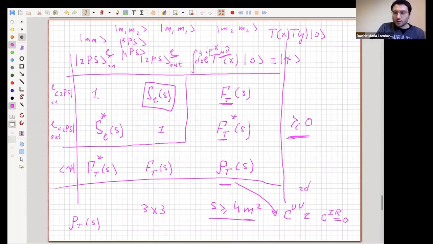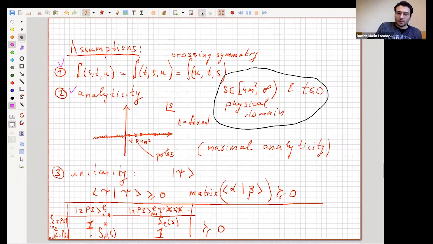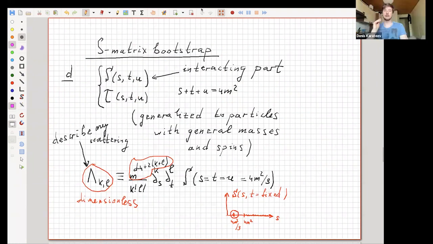So Denis, I have also a question, actually. It might be naive, but I wanted to ask you, are those lambda KL defining the S matrix uniquely? My understanding is that they define the 2 to 2 scattering uniquely, right? It's a very good question, let me try to address it. So these lambda KL, they're defined through the scattering matrix, which is 2 to 2.